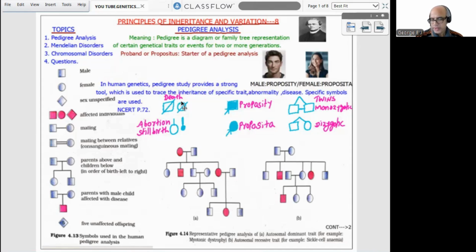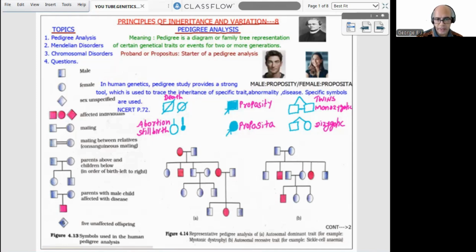Now when we come to this side, in human genetics, what is the advantage of pedigree? Different views are there. One view is that, in human genetics, pedigree study provides a strong tool which is used to trace the inheritance of a specific trait or abnormality or disease. That is the advantage in human genetics. And the specific symbols we represented here.